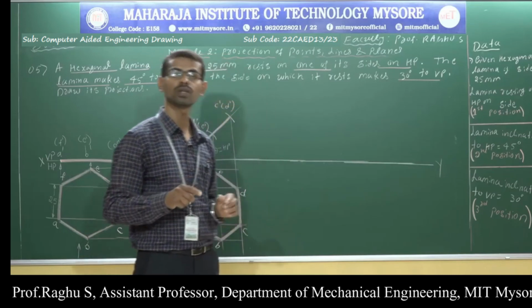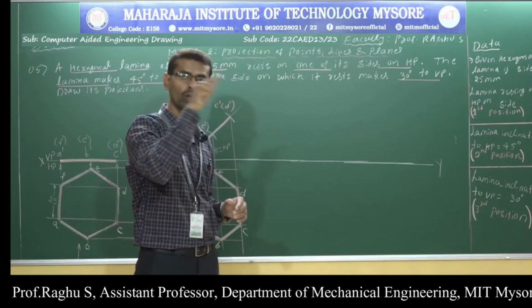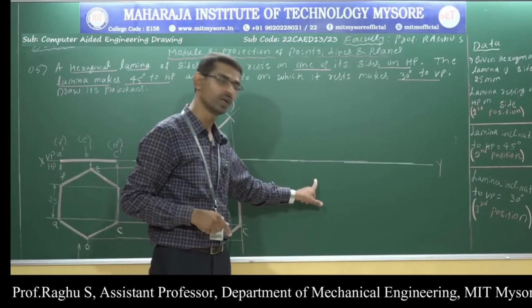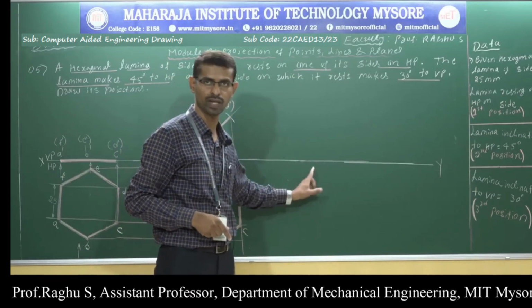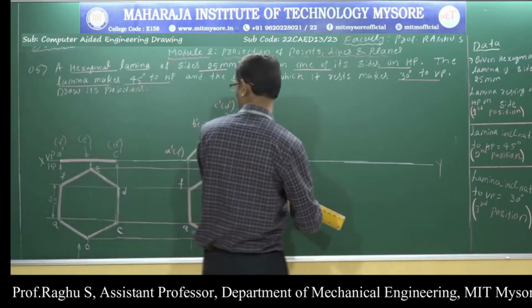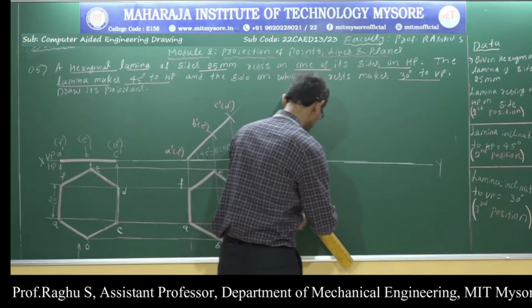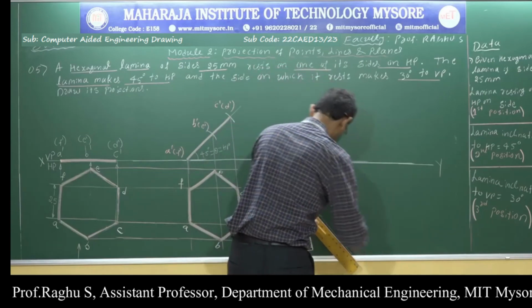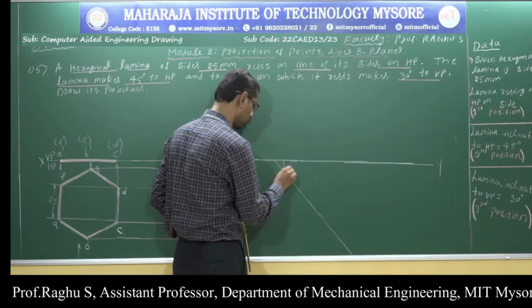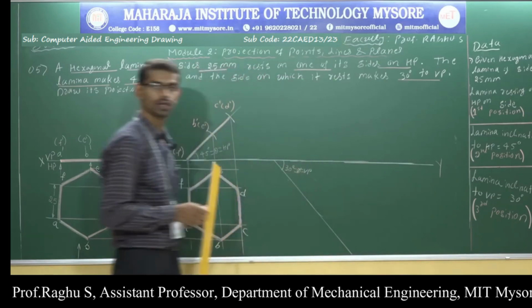So VP inclinations are visible in the top view or front view? VP inclinations are visible in the top view. Where should I draw the top view? So the top view should be drawn on the HP plane. This is the HP plane, the horizontal plane. So now draw a 30 degree line. Draw a thin line at 30 degrees, angle phi with respect to VP.